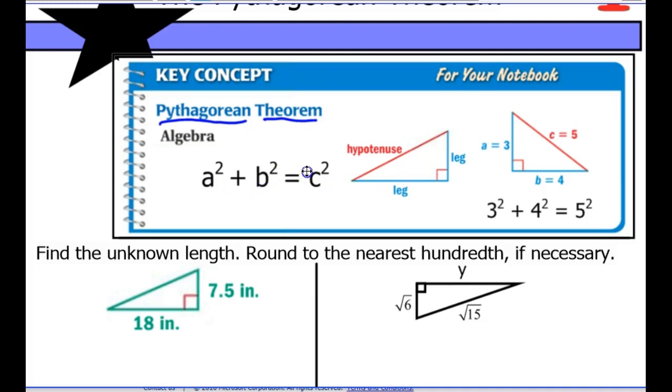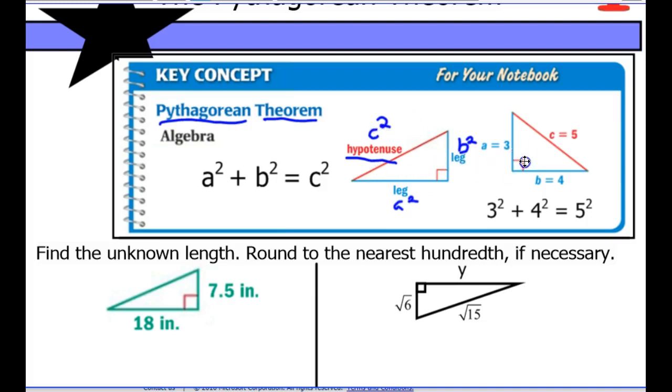So a squared and b squared are the legs. So this could be a squared and this could be b squared. What c squared is, it's the longest side. We call that the hypotenuse. Sounds like hippopotamus, but it's hypotenuse. A squared plus b squared equals c squared.